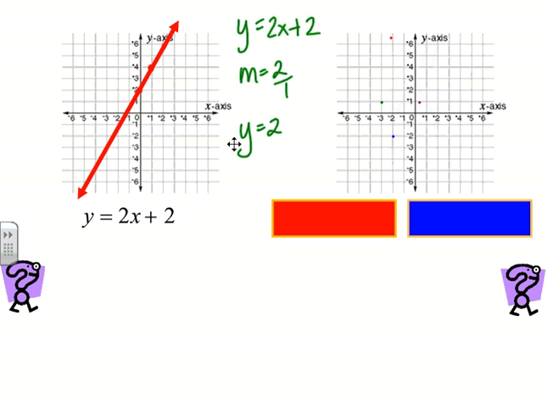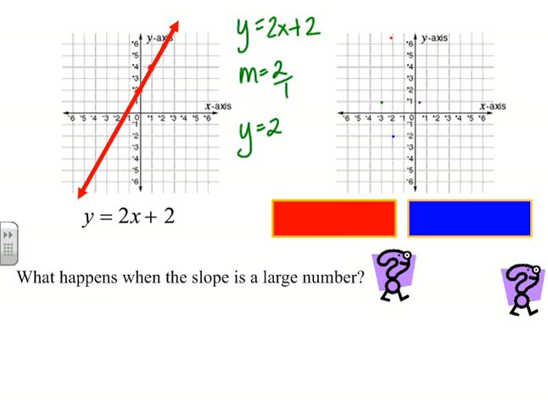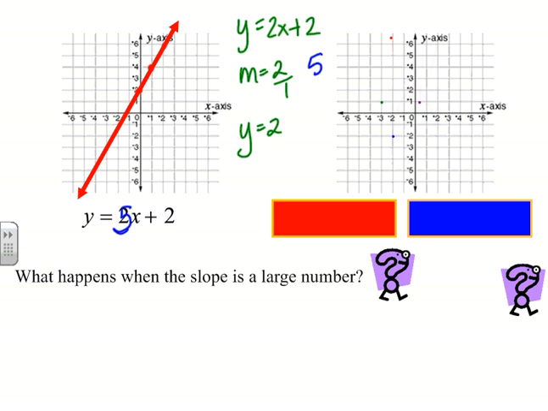Okay. So here we have a line. It's to the first power and it's a line. Very straightforward. But now let's ask ourselves this question. What happens when the slope is a large number? In other words, what if this wasn't 2x + 2? What if this was 5x + 2? Well, if that was the case, that means our slope would be 5 over 1. Let's see what would happen. Again, we would start at 2, and then we would count 5 boxes, 1, 2, 3, 4, 5, and over 1. We'd be way up there.